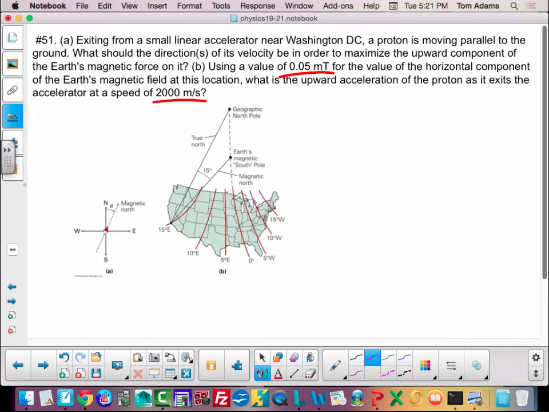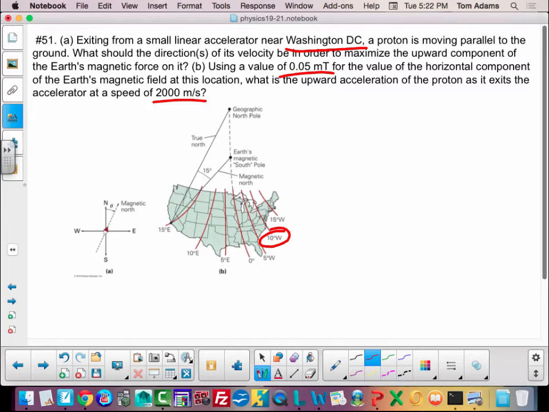19.30 here, the magnetic field at Washington, D.C., see they gave us this information, and that's about right there, points about 10 degrees west of true north, okay? And so for a maximum vertical force, the proton's velocity should be perpendicular to the field. Therefore, the proton should be directed 10 degrees north of east.